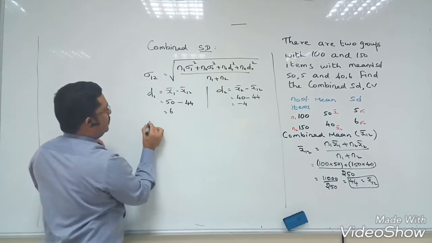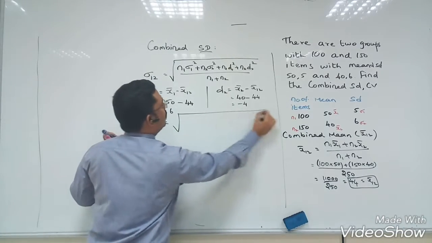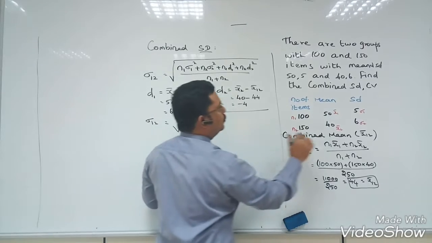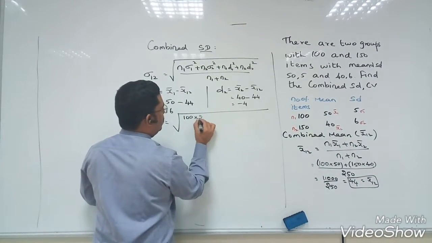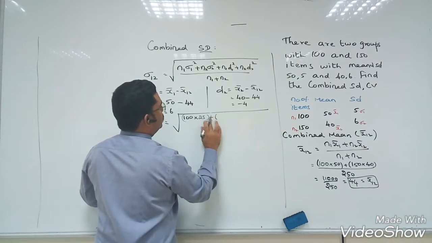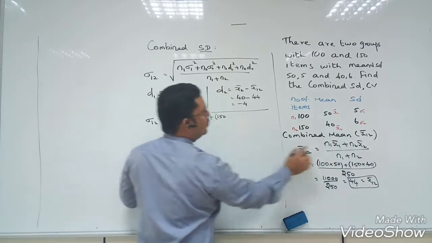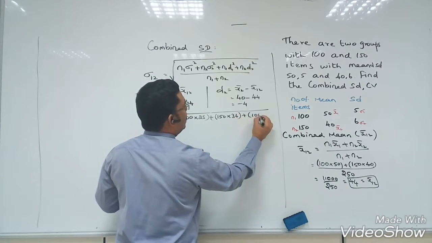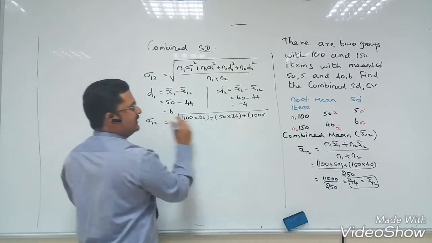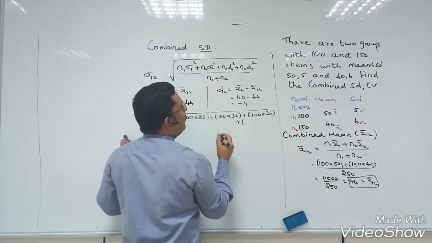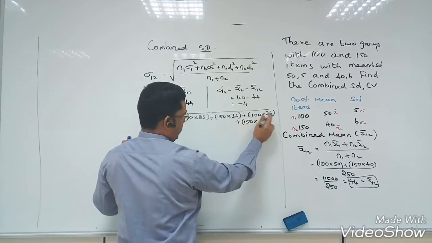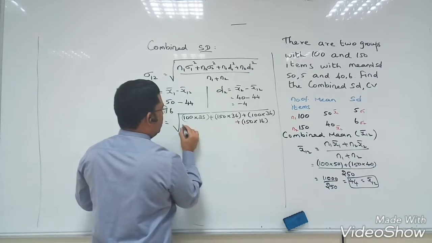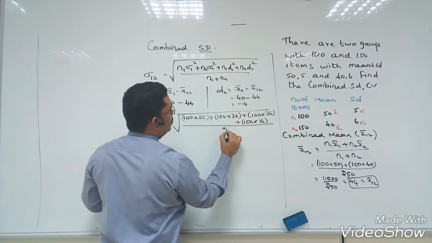Now let us substitute everything in our rule. The square root of N1 is 100 into sigma 1 power 2, which is 25, plus N2 is 150 into sigma 2 power 2, where sigma 2 is 6, so 6 power 2 is 36, plus 100 into D1 power 2, where D1 is 6, so this is 36, plus N2 is 150 into D2 power 2, where D2 is minus 4, so minus 4 into minus 4 is 16, the whole divided by N1 plus N2, which is 250.